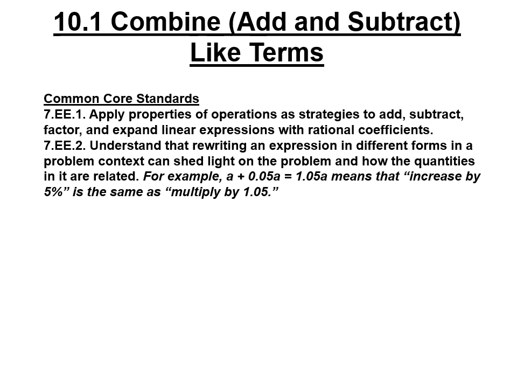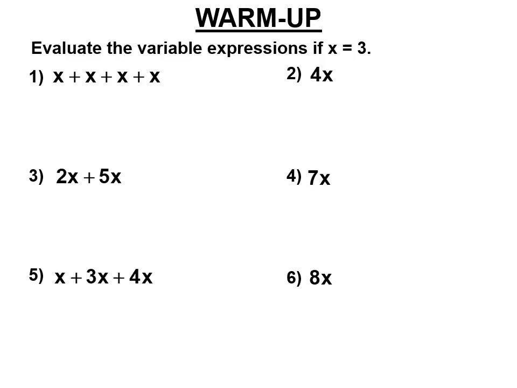Welcome to 10.1. We're going to do something called combining, which is a math word for adding and subtracting like terms. So on all of these, x is equal to 3. So x plus x plus x plus x is 3 plus 3 plus 3 plus 3, which is, I believe, 12. So now this 4x is 4 times 3, and that's also 12, because x is 3 there. Interesting, those both have the same answer.